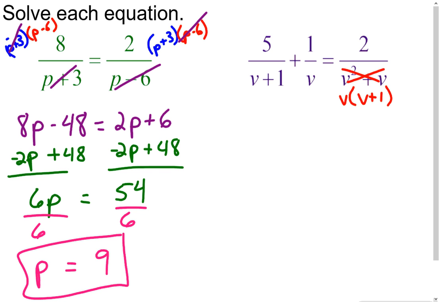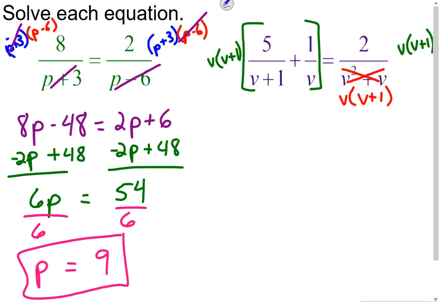And now my common denominator, now amongst all three fractions, well, I notice that v is going to be part of that common denominator, and v plus 1. So there is my common denominator. It's v and v plus 1. So I'm going to multiply this entire left side by that, and then I'm going to multiply the right side by v and v plus 1.